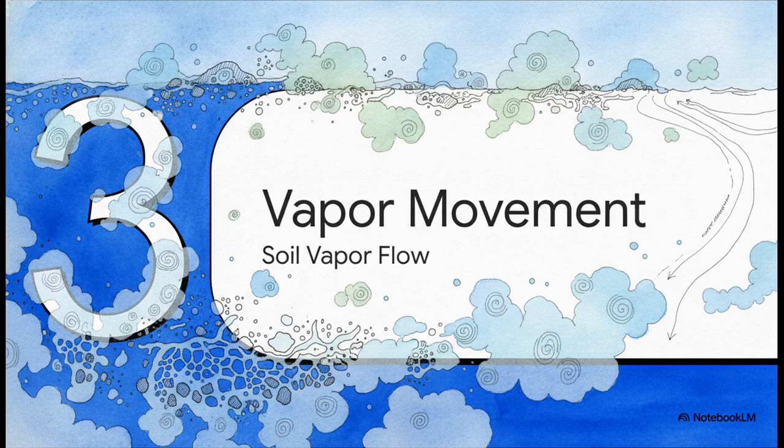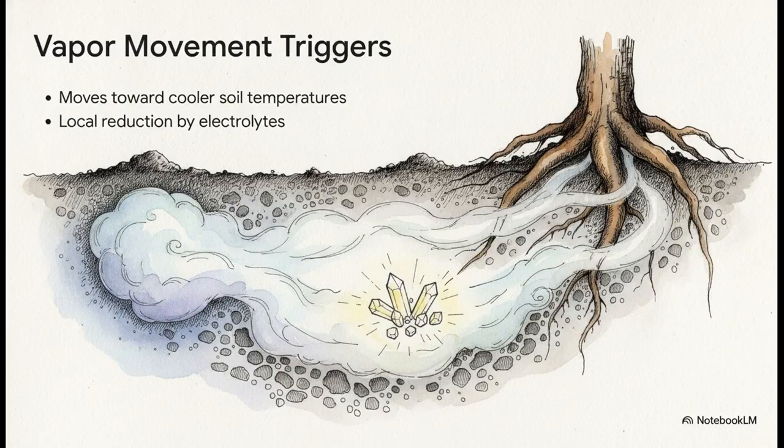Water doesn't just move as a liquid, though. Let's shift gears to vapor movement in soils. Even though vapor moves internally in really small volumes, its mechanics are super precise. Vapor always moves from zones of high vapor pressure, where the air is nearly 100% saturated, to zones of lower pressure. And temperature is a huge trigger here.